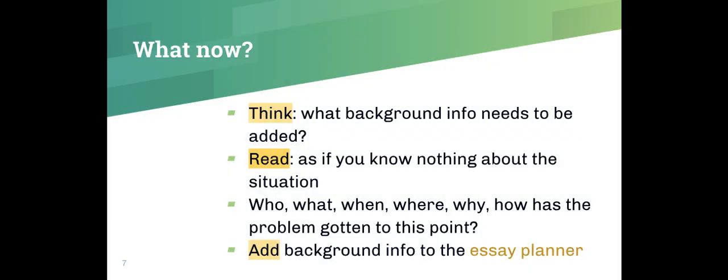So what should you do now? You should take a look at the draft of your essay and consider what background information needs to be added to help your audience fully understand the problem or the situation you're writing about. Read it through as if you know nothing about the situation. And then ask, what do you need to summarize about the who, the what, the when, where, why, how, in order to point the audience in the right direction? Add this information in the beginning of your essay.